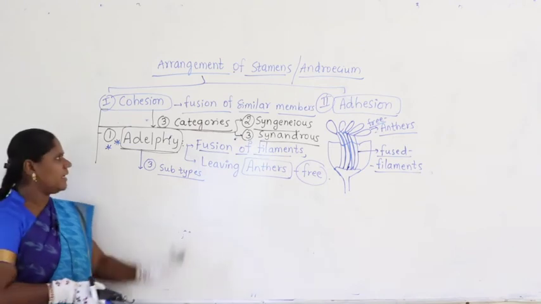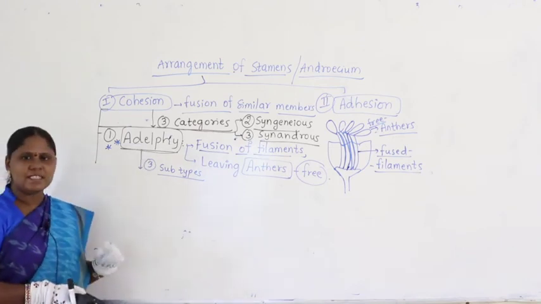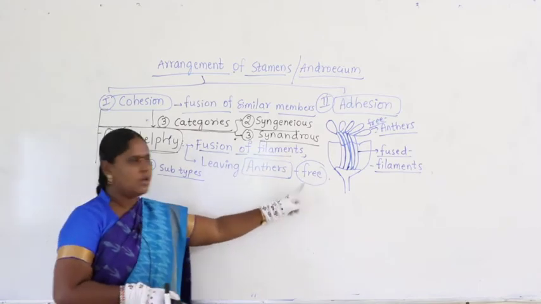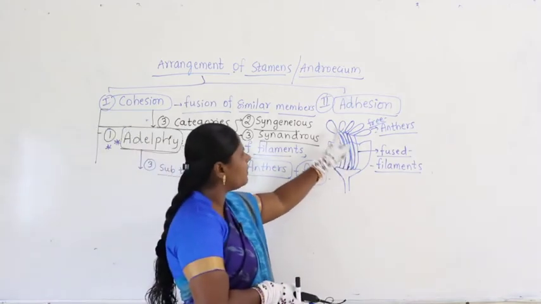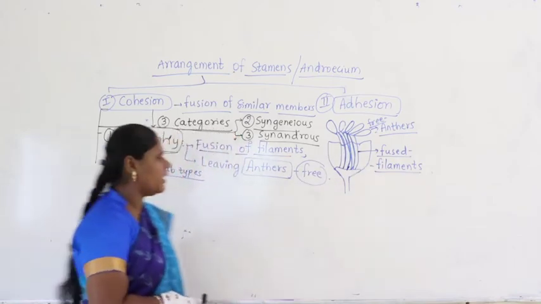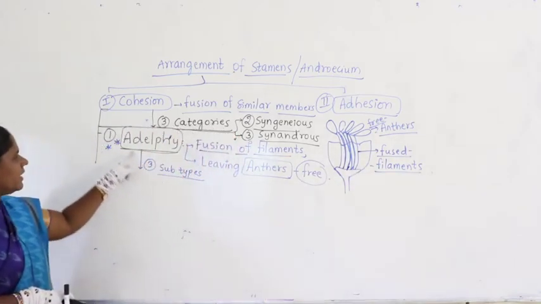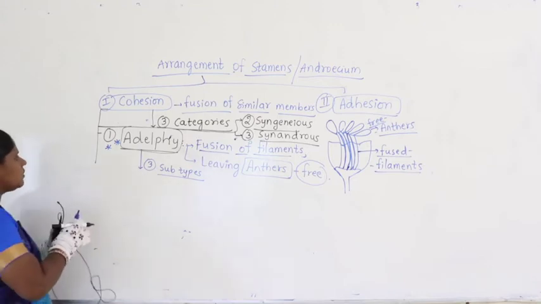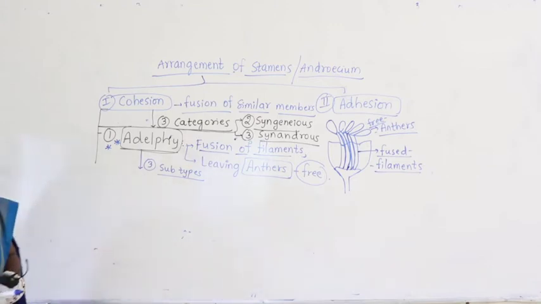Where are we? We are in the discussion about Adelphi. What is Adelphi here? The fusion of filaments leaving anthers free. In this diagram you can see fused filaments leaving anthers free. Now, Adelphi is again subdivided into 3 types. What are the 3 types? So here we can take an arrow mark from the Adelphi here.